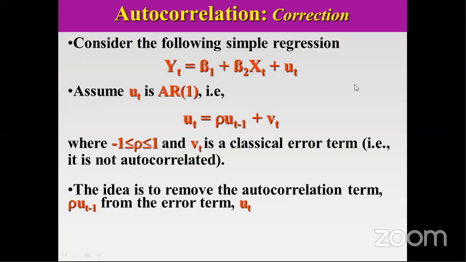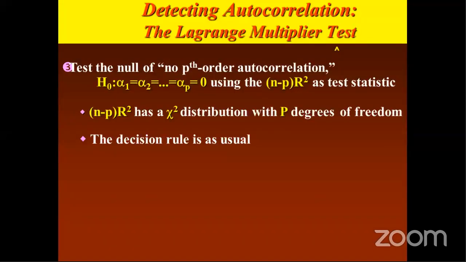This test statistic follows the chi-square distribution, and hence you have to look into the chi-square distribution table and compare the calculated value with the chi-square value with p degrees of freedom. If your calculated value of (n minus p) times R square is greater than the chi-square critical value, reject your null hypothesis of no pth order autocorrelation; otherwise do not reject.